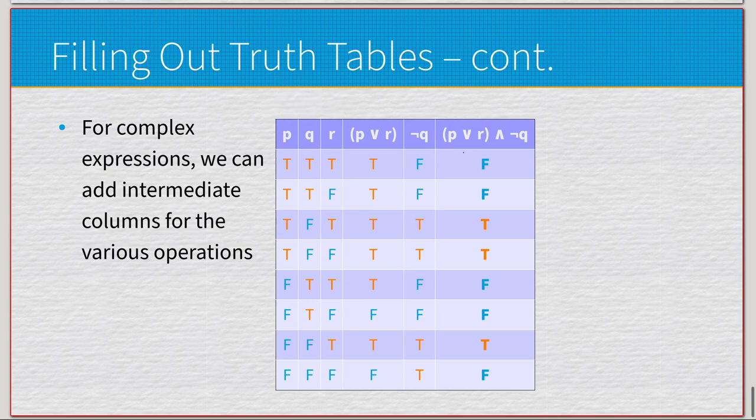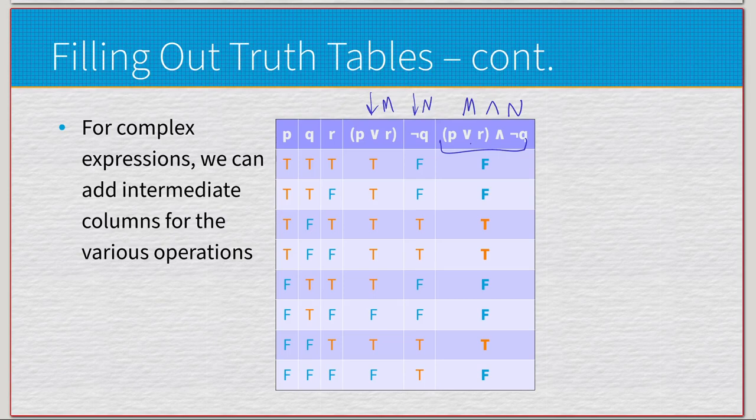So we can take a look at the fact that we have P disjoint R as an operation. So we could make a column out of that and get all those results. And that would be, let's just say that this now equals M. Let's just say M, okay? And then let's take a look and see that this operation, negation of Q, is another one. Let me make a column for that, and let's call it N. All of a sudden, we can just say that we have M conjoined with N, and that would accommodate our overall expression.